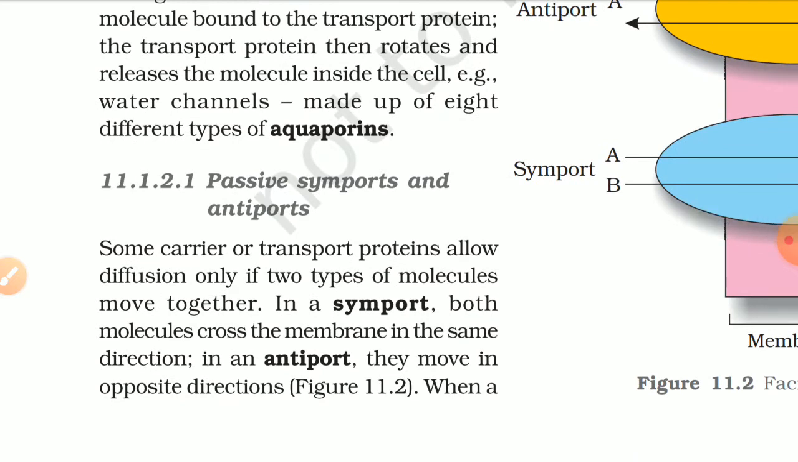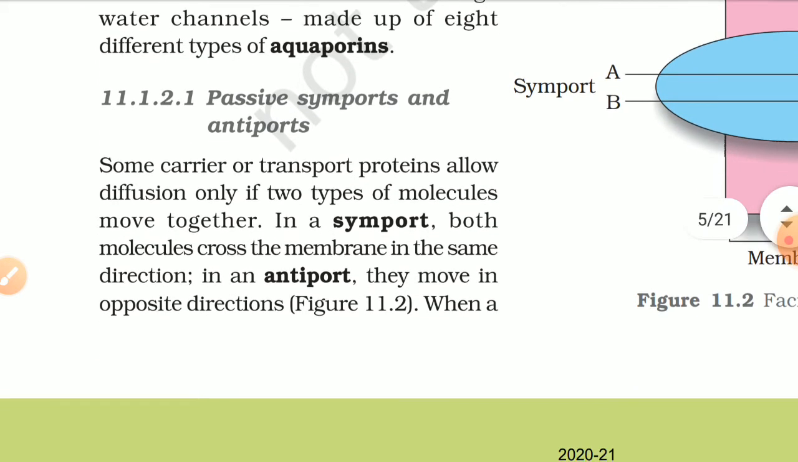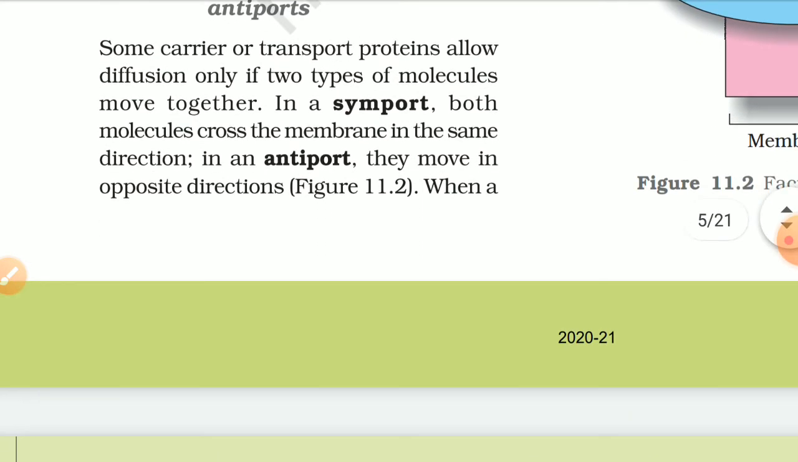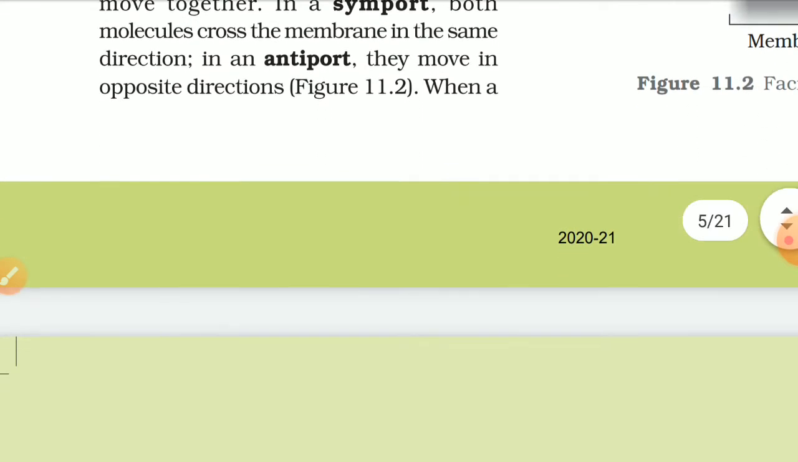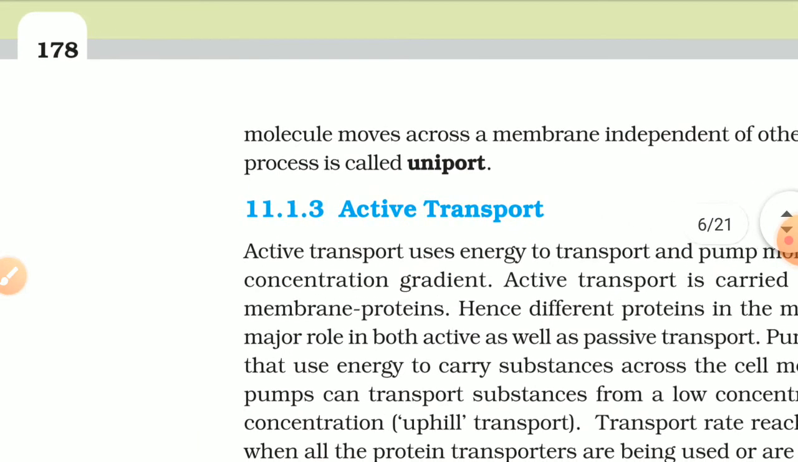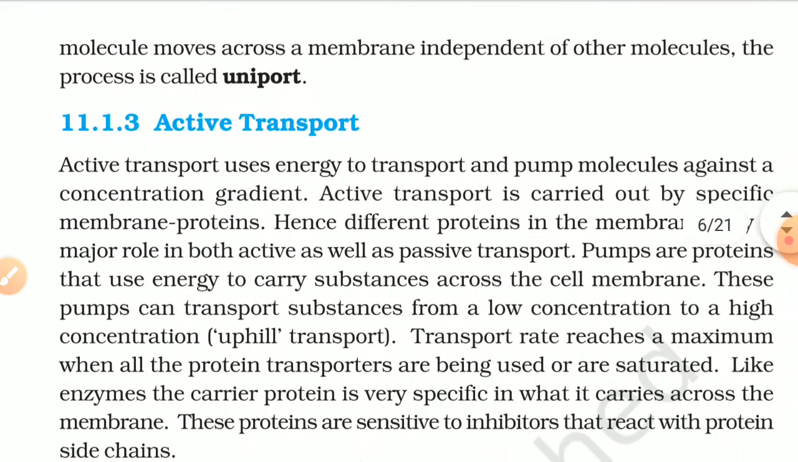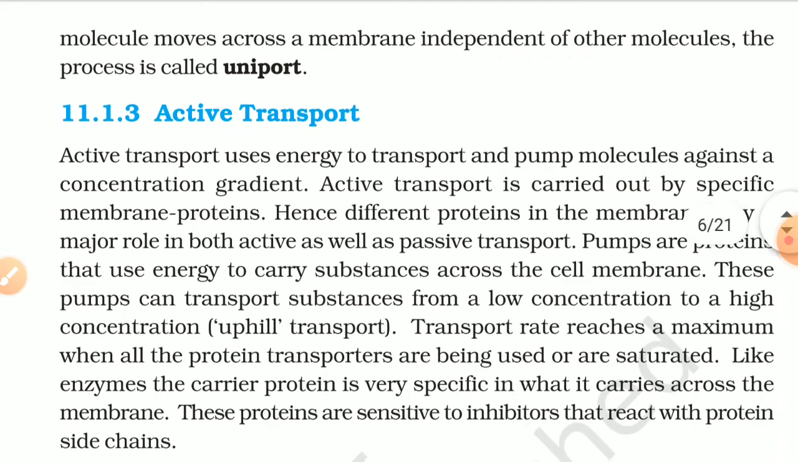11.1.2.1 Passive symports and antiports. Some carriers or transport proteins allow diffusion only if two types of molecules move together. In a symport, both molecules cross the membrane in the same direction. In an antiport, they move in opposite directions. Figure 11.2. When a molecule moves across a membrane independent of the other molecule, the process is called uniport.